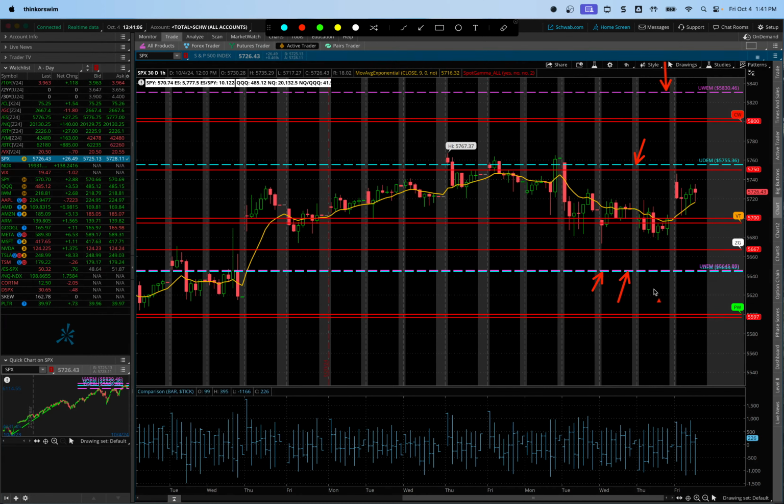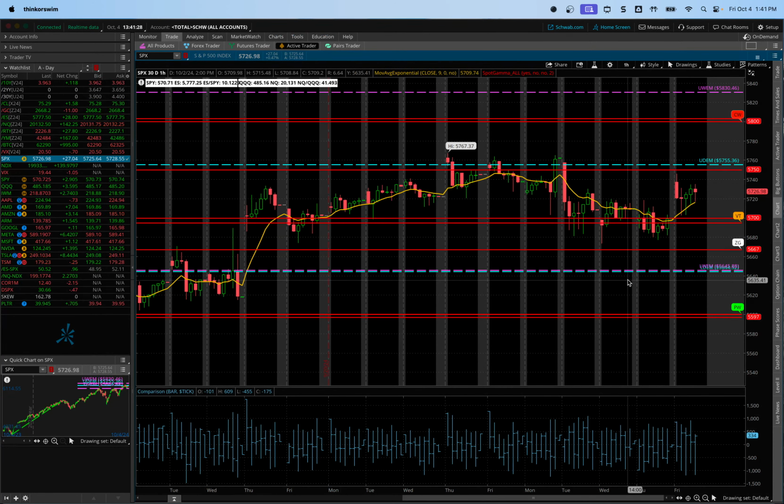All right, so those are the expected moves. So far today, SPX trading within both of those ranges. And there was a pretty high daily expected move today due to the jobs report, plus or minus 55 points. Again, SPX trading within that range.